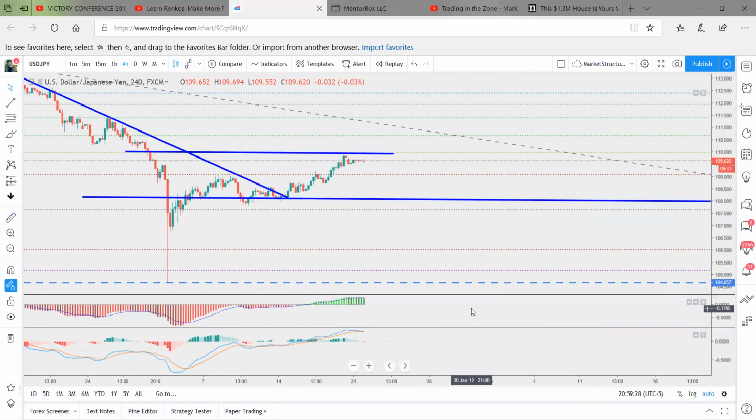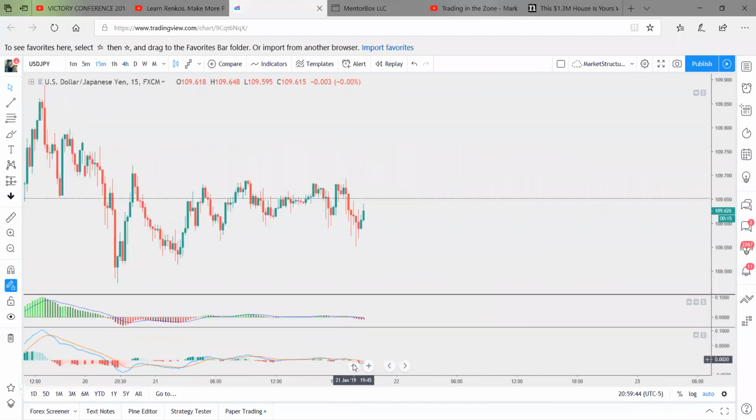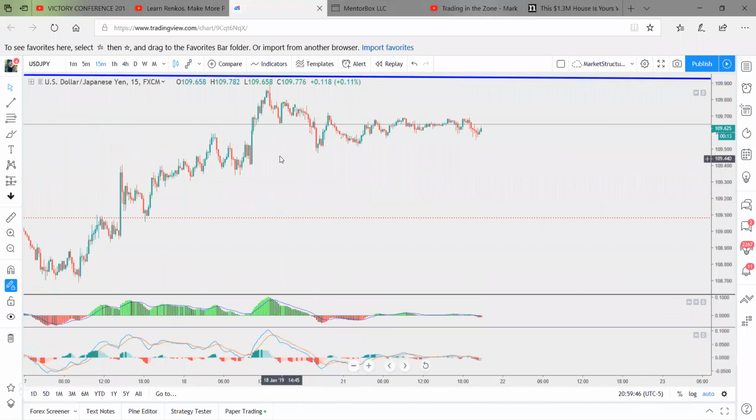So what else did we look at? Before you leave there, where are you going to be? If you're going to get in that UJ, when would you be? Right now, I'm looking to sell it, so I would start looking on my lower time frame. And it's already rejecting a little bit. The way it's moving, it could come up and retest.